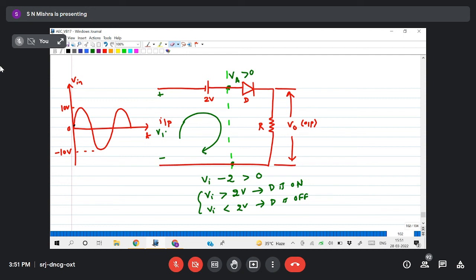So when -Vi - 2 should be greater than 0, Vi plus 2, because I am moving in this direction, should be greater than 0. Vi plus 2 should be greater than 0. So Vi greater than -2, then D is on. If Vi less than -2, then D is off. Now once you find this condition, then draw the equivalent circuit and find the output voltage and tell me how the graph will look.